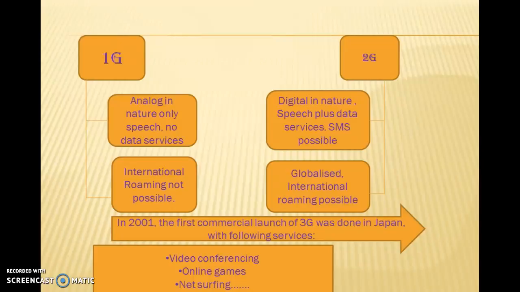In first generation, international roaming was not possible, but as second generation is globalized, international roaming is possible. 3G also came into existence after second generation, and in 2001 the first commercial launch of 3G was done in Japan. The services in 3G, along with all second generation services, were video conferencing, online games, net surfing.